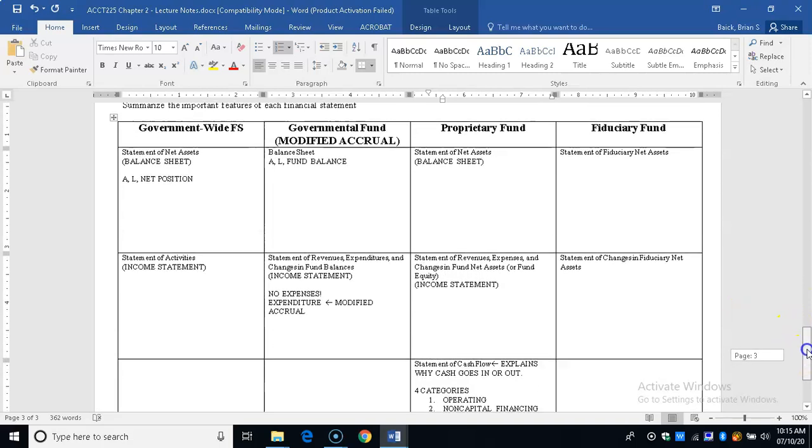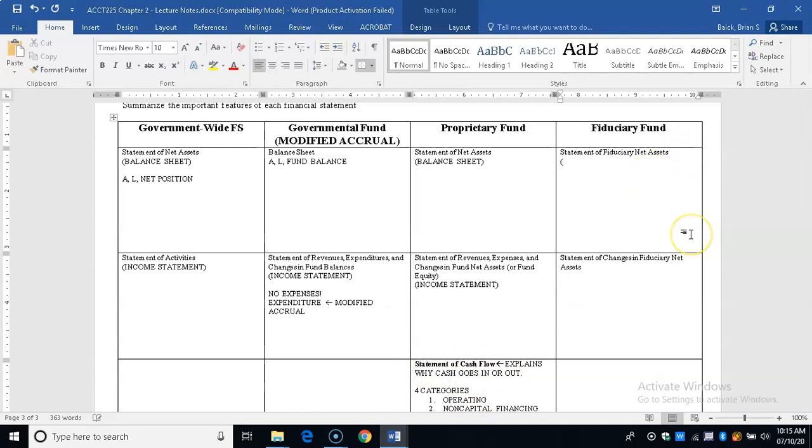Now, the question is, why does the proprietary fund have a cash flow statement, and how come all the other funds don't have a cash flow statement? The reason why is because the proprietary funds are business-like in nature. So if you have something that is kind of like a business where you have an exchange with another customer, then you're going to use a proprietary fund set of cash flow statements.